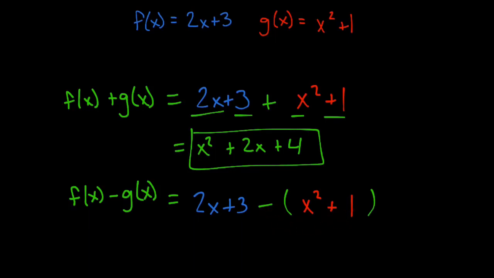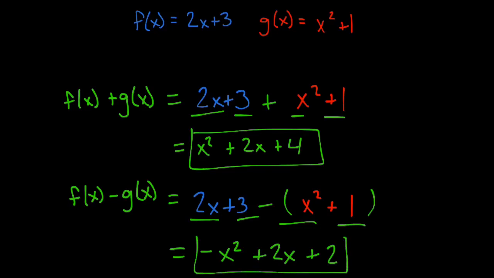So again, we just look to combine like terms. So we don't have an x squared here on the left, so we have minus an x squared, so we're going to have negative x squared. 2x minus nothing on the right, so a positive 2x. And then 3 minus 1 gives us plus 2. So f of x minus g of x is negative x squared plus 2x plus 2.